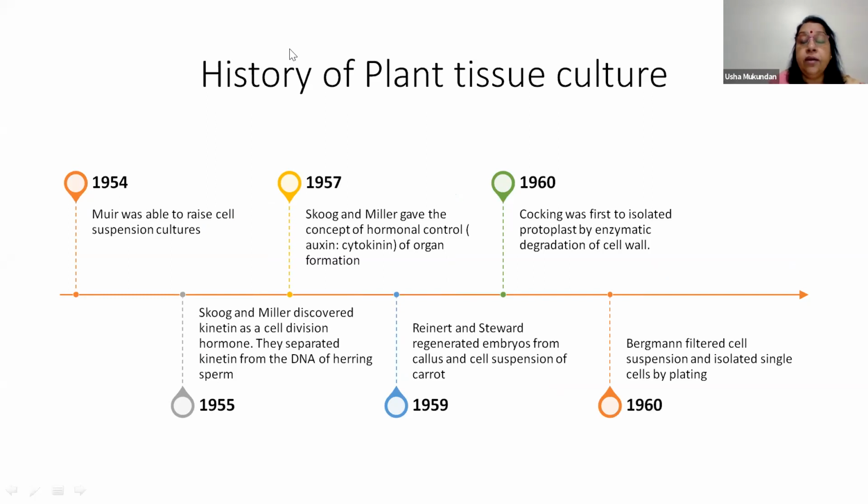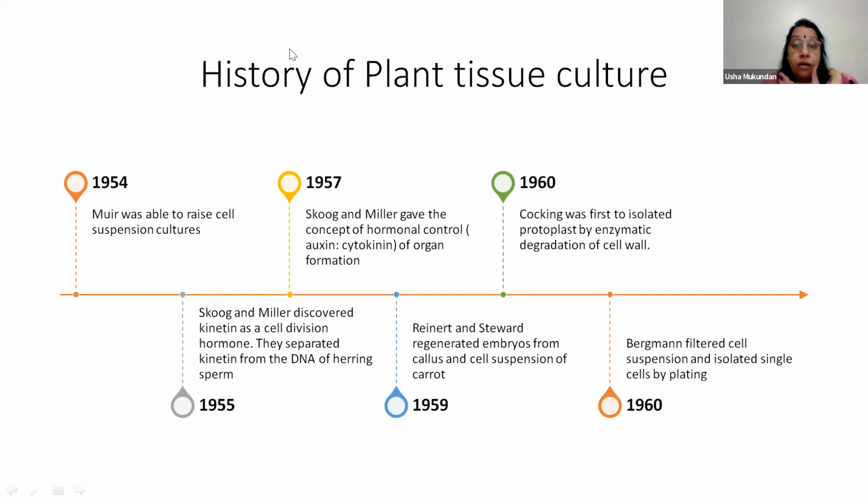Skoog is given the credit of identifying a very important group of plant growth regulators, which we call cytokinins, from the word cyto, because they are involved in cell division. So Skoog and Miller discovered kinetin as a cell division hormone. They separated kinetin from the DNA of a fish, herring, from the sperm. So it was a degraded DNA, and they found that this degraded DNA was capable of initiating cell division in culture.